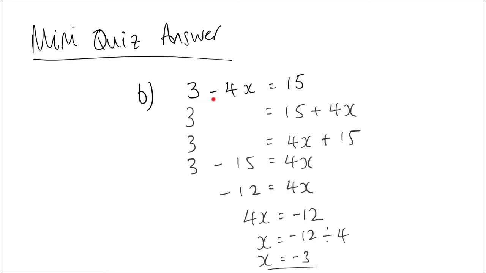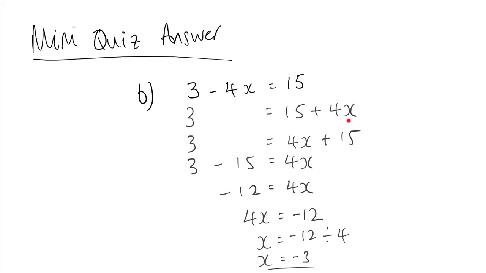For part B, we have 3 minus 4x equals 15. So the first step I would suggest is to get this into a positive value. So we can add 4x to both sides, so that gives us 3 equals 15 plus 4x. Now on the next row just here, just because of convention and how it's generally written, I've just swapped it round. So rather than 15 plus 4x, I've changed it to 4x plus 15.